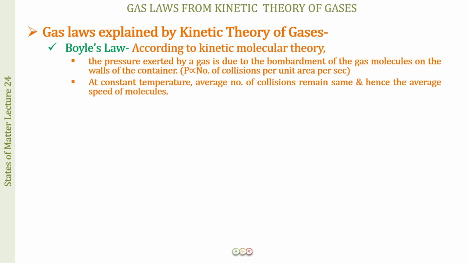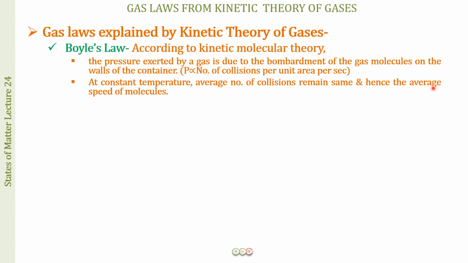A chief requirement for Boyle's law is that we should have constant temperature, right? So at constant temperature, what is going to happen? The average number of collisions is going to remain the same, and the average speed of the molecules is going to remain the same. What you have studied is that the kinetic energy of the gas molecules is directly proportional to temperature. This is what you learned in the last lecture. So if the temperature is not changing, then the kinetic energy of the gas molecules is not changing, and the speed of the gas molecules is not changing. And when I'm talking about the speed, it is the average speed, right?